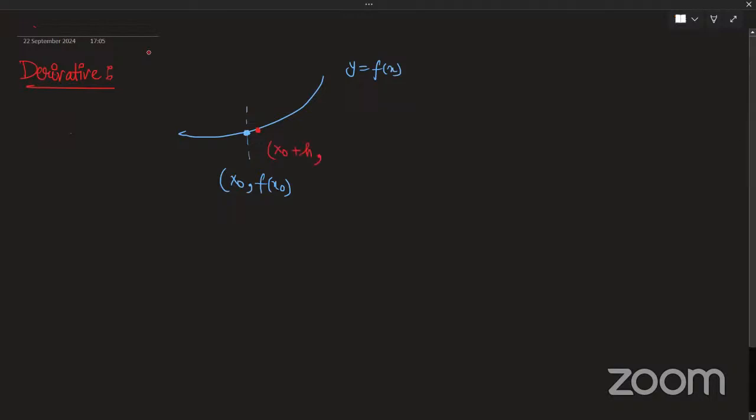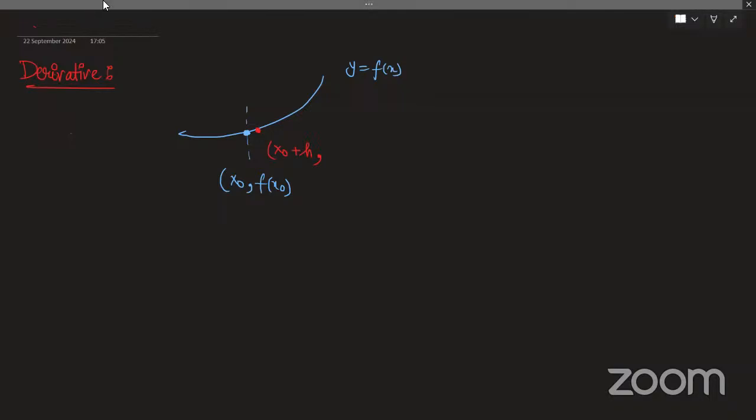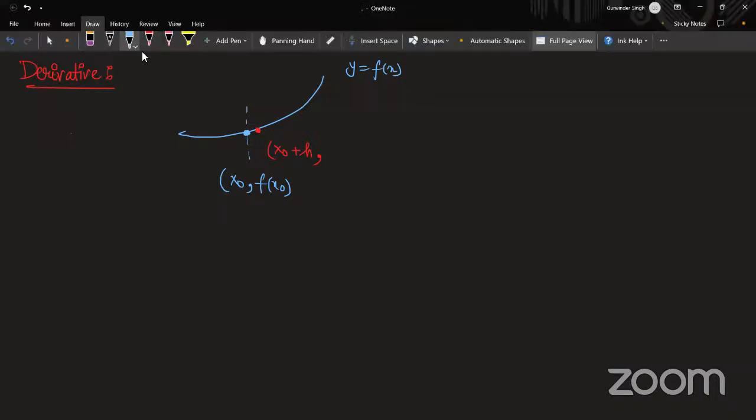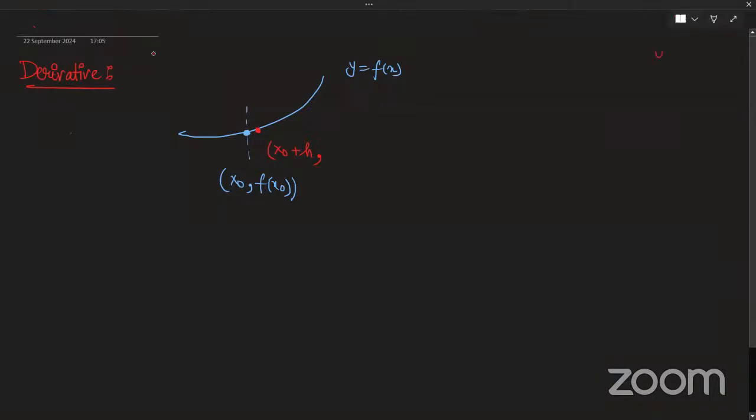So can you tell me what will be the y coordinate of this point? If the x coordinate is x naught plus h, what will be the y coordinate? If y is equal to f of x, so if x is equal to x naught, then my y is equal to f of x naught. Now I am telling you that my x is equal to x naught plus h. So in this case my y is equal to f of x naught plus h. Great.